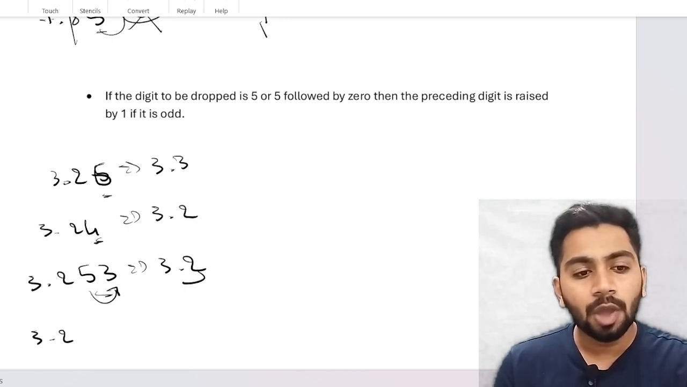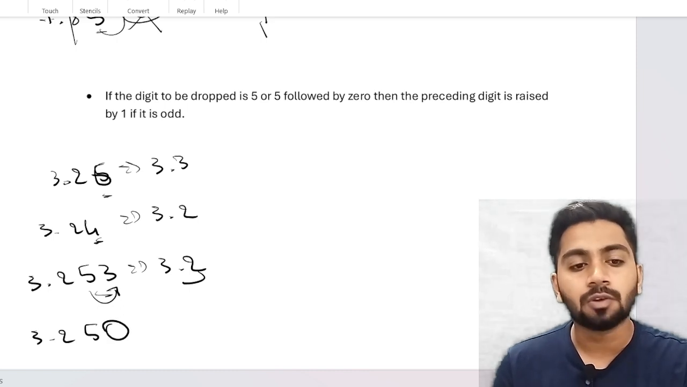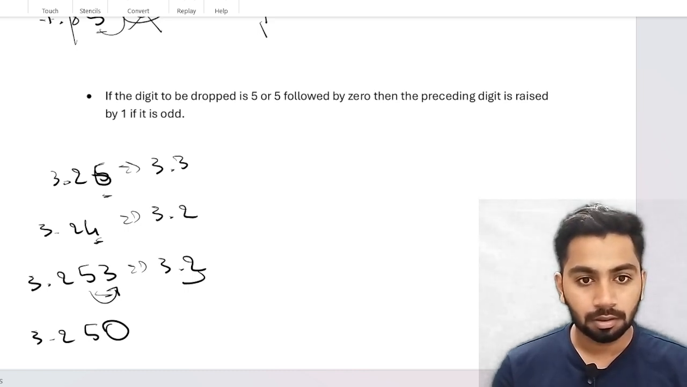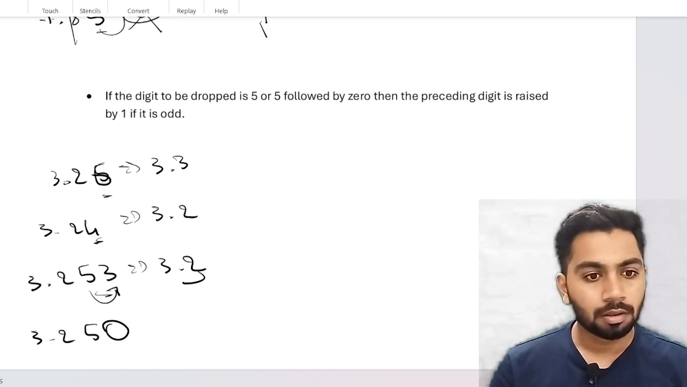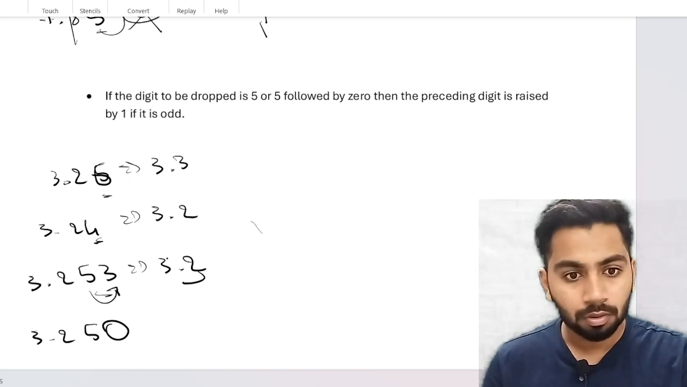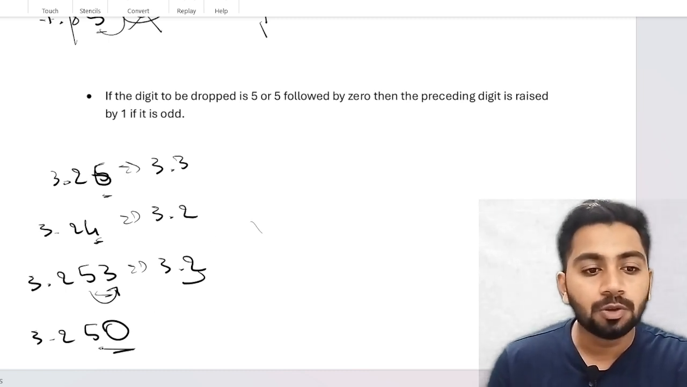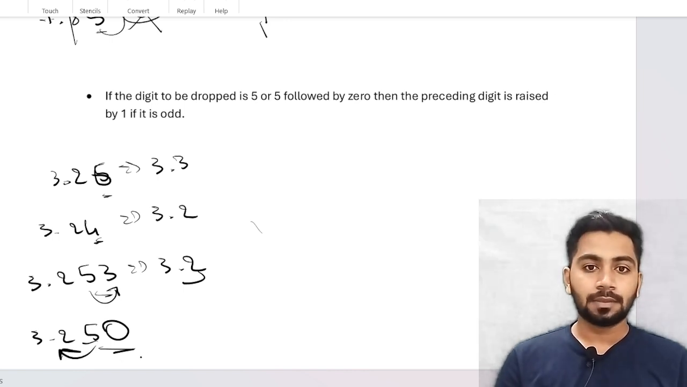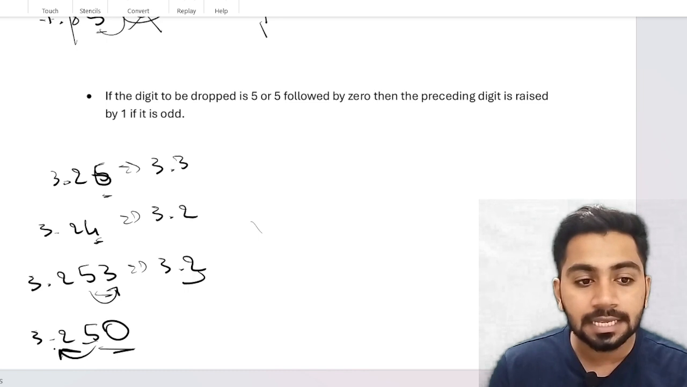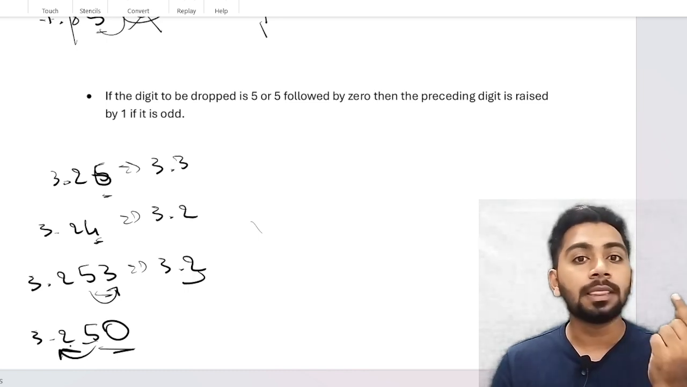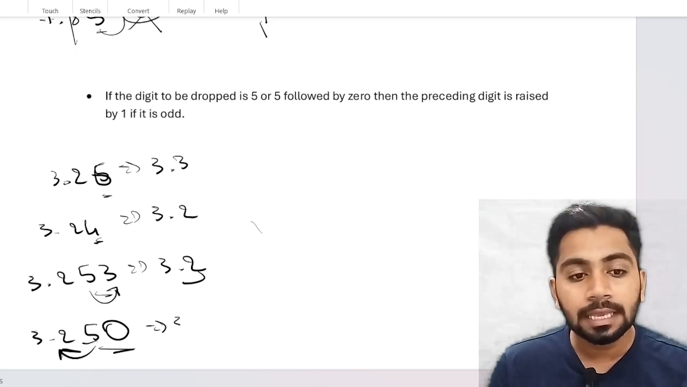Now, what if you have exactly 0? At this time what you will do, you will see the number beside this 5. If this number beside this 5 is odd, only odd, then you will raise this number by one. If it is even, you will keep it as same.